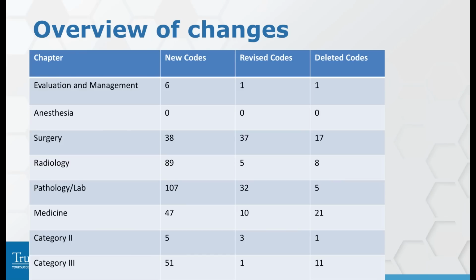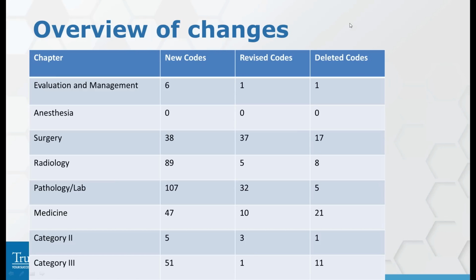So here is the overview of the changes today. You can see there that it gives us all the information about the changes in the different chapters. Not quite as many this year as we see some years. Not a whole lot going on in the evaluation and management section, just a couple of new codes there. Nothing in the anesthesia section. Quite a few surgery codes. Again, not as many as we see some years, but we did see some new surgery codes, some revised, and then some deleted codes as well.